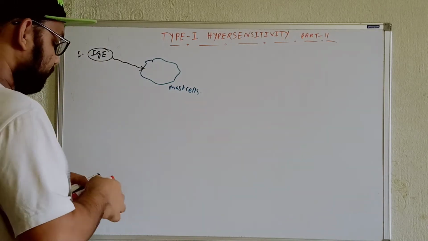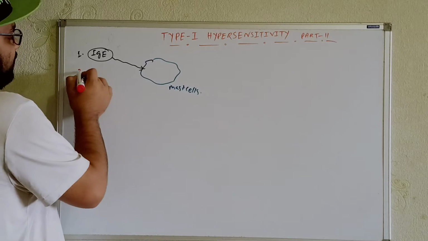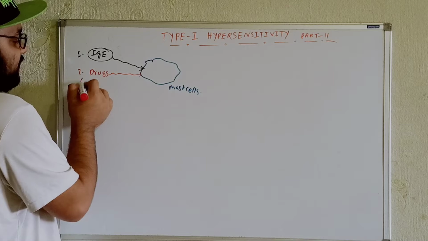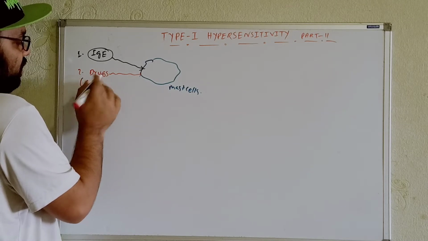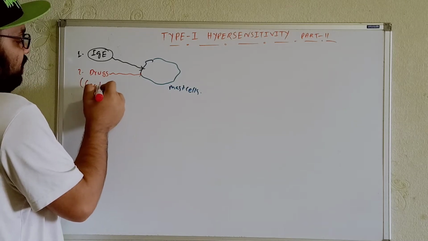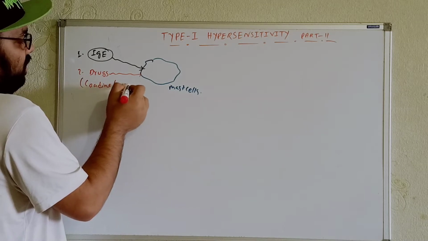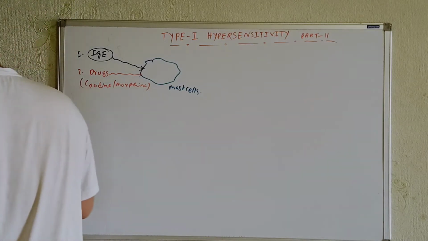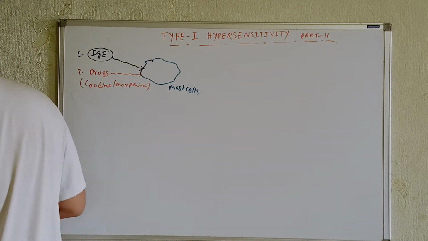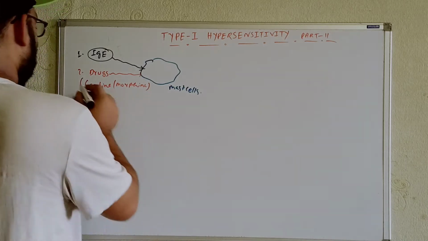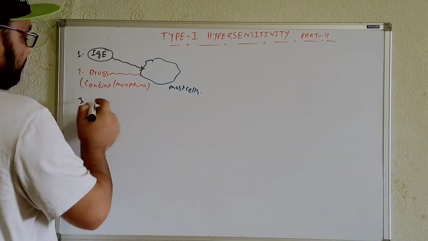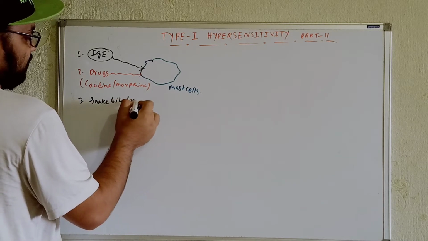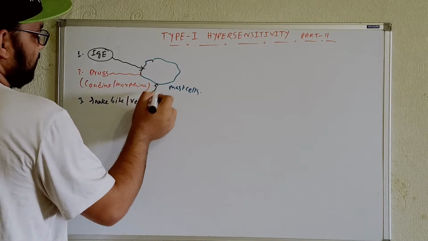Now we can remember in this way that there are certain types of drugs that can also activate the mast cell. What are the drugs? For example, codeine, morphine. List of the drugs, they can also activate the mast cell. Different types of drugs over here. Then you have to know in terms of the snake bite or the venom. Snake bite or the venom, they can also activate the mast cell.